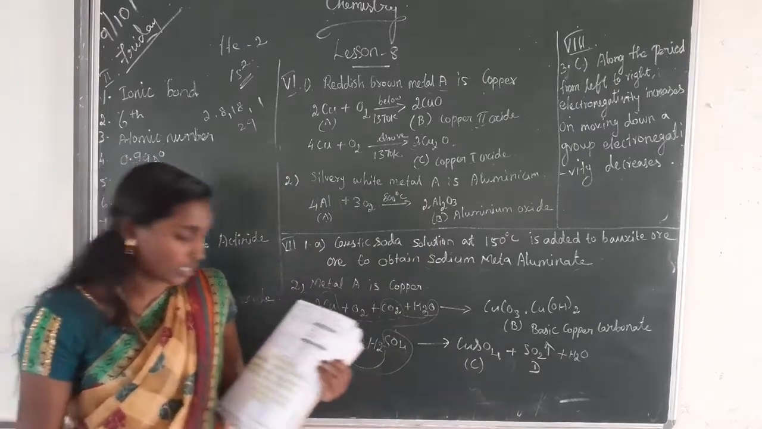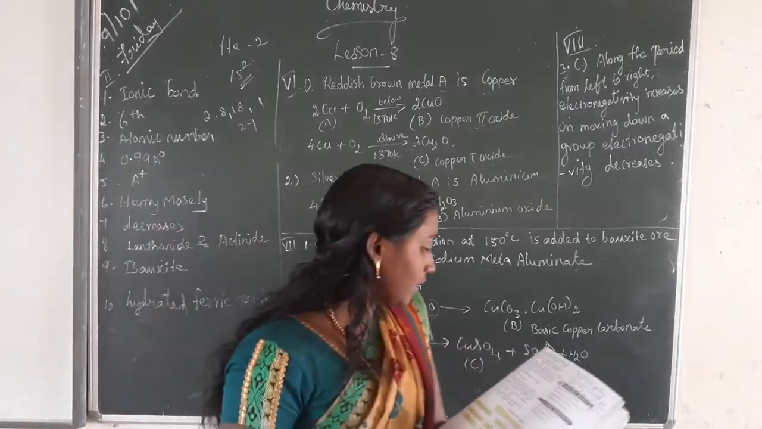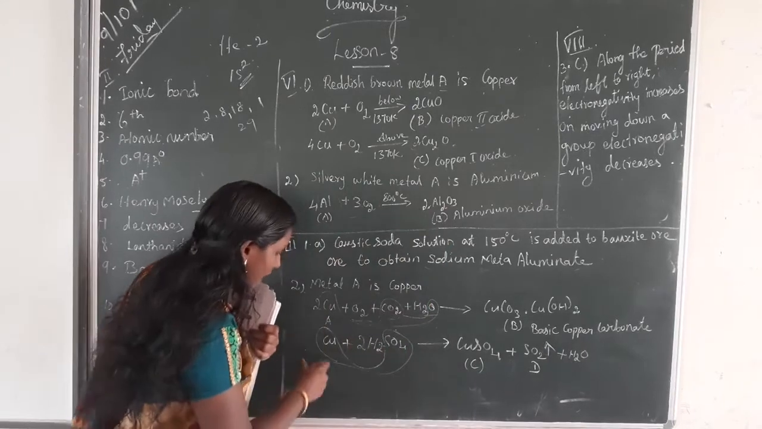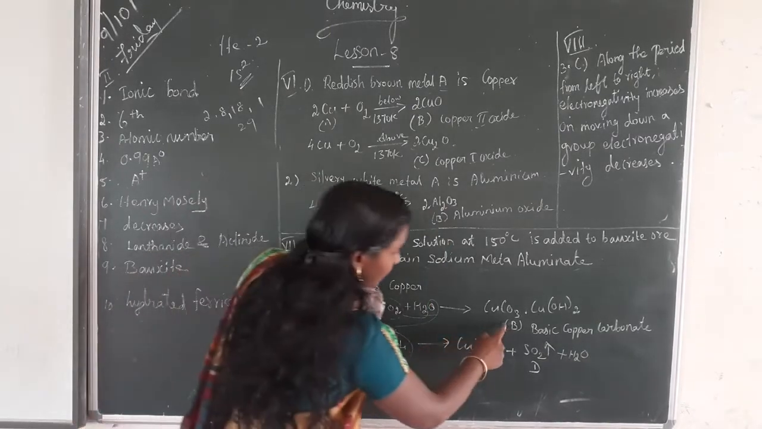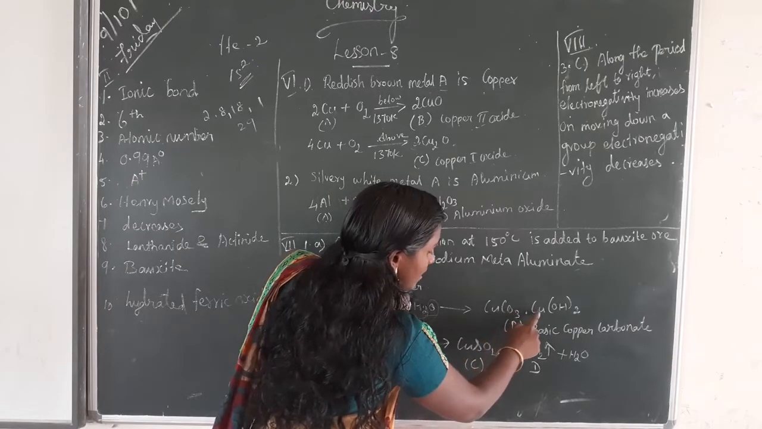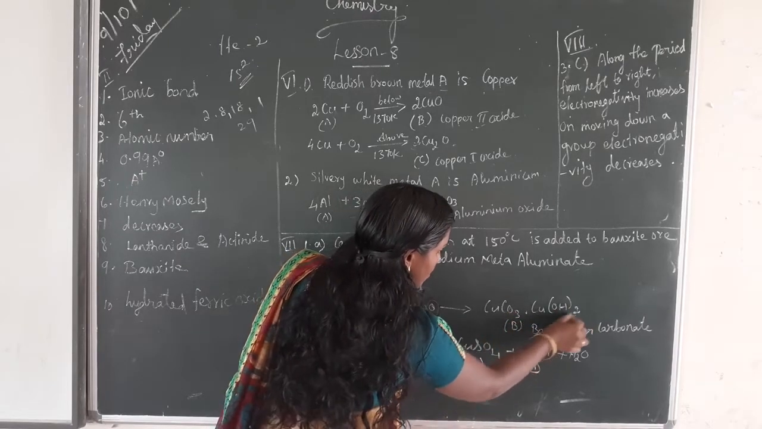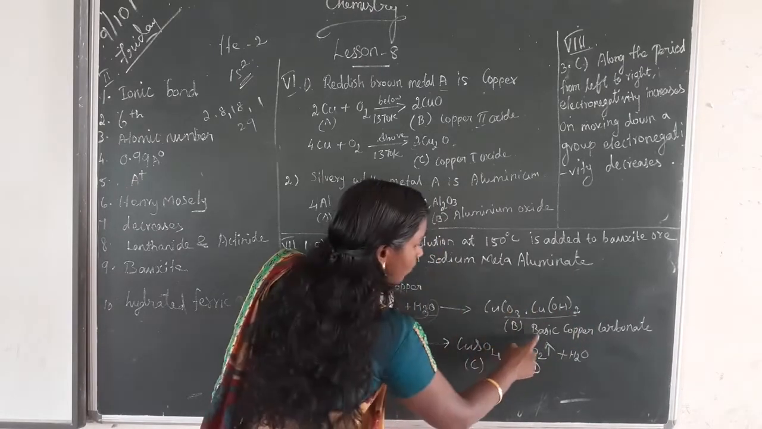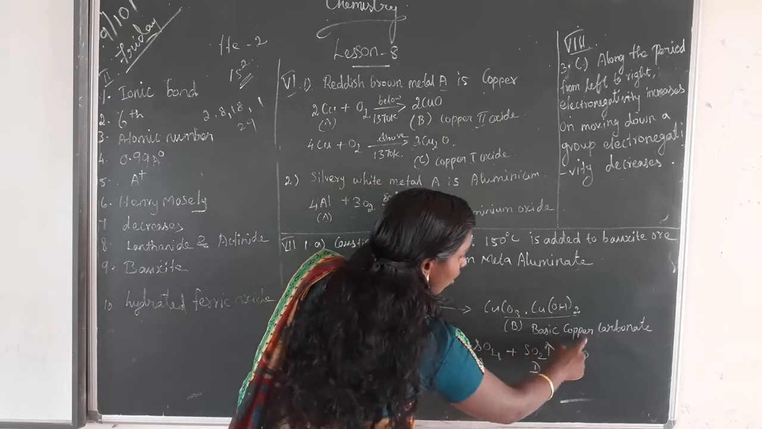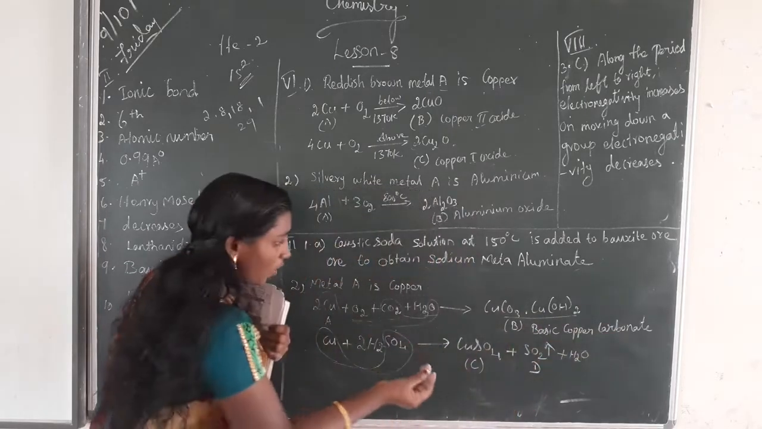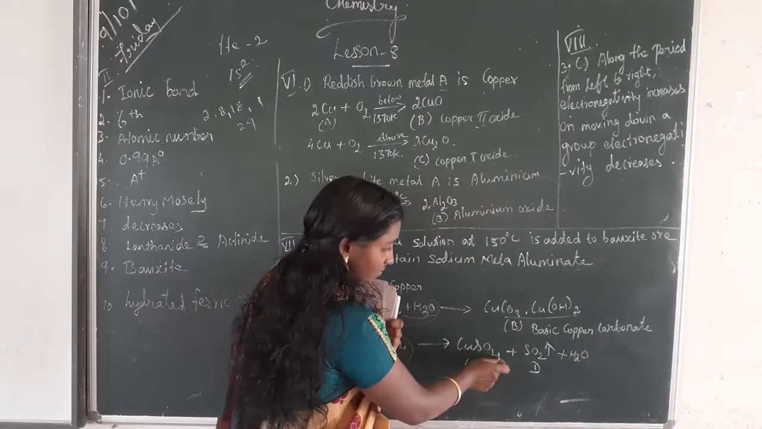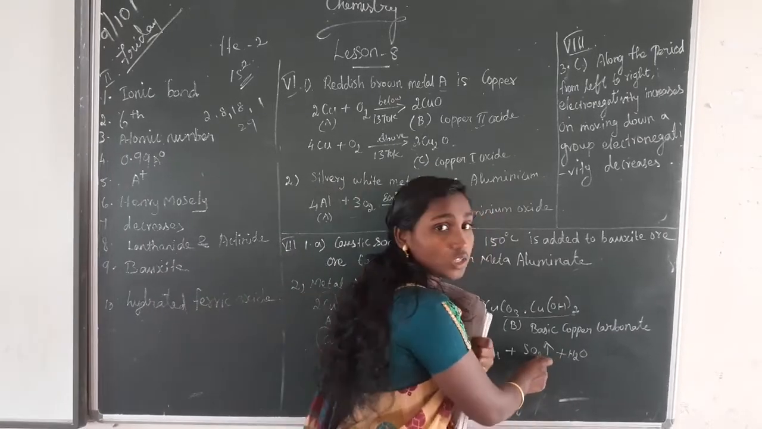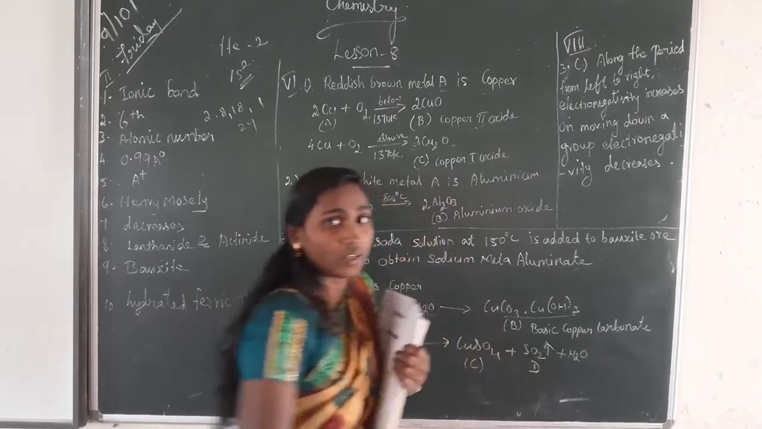Have you understood this equation? Then here you should write A copper, Cu, that is copper. Then B, CuCO3, Cu(OH)2. This is one compound, same compound. So here you should write basic copper carbonate. Then C what? CuSO4. What is this name? Copper sulfate. Then D what? SO2, that is sulfur dioxide.